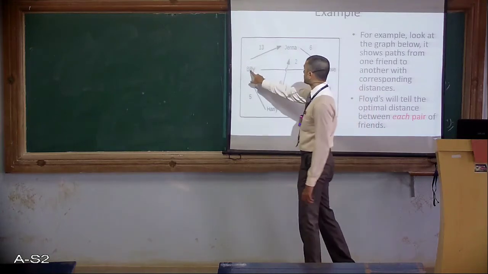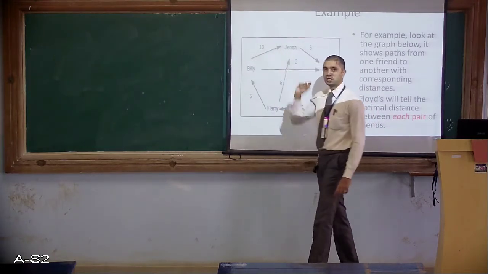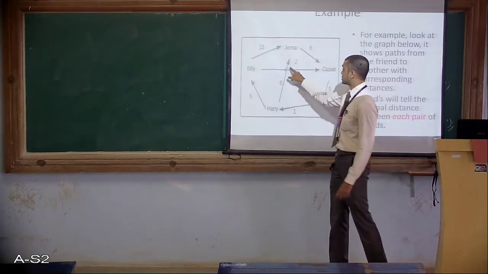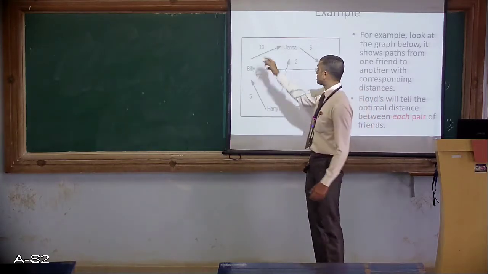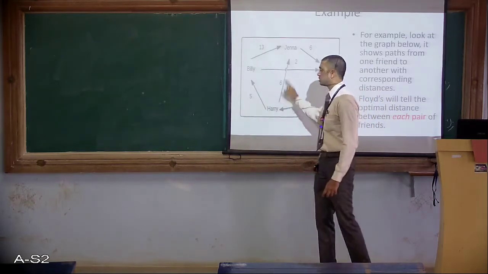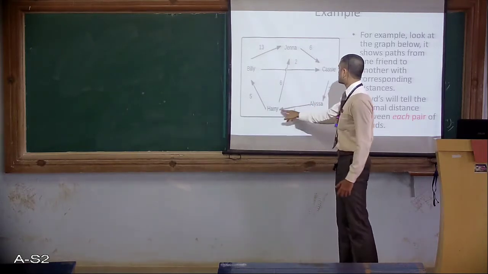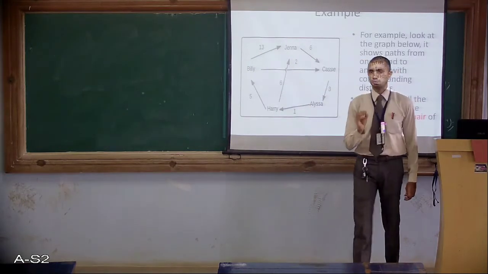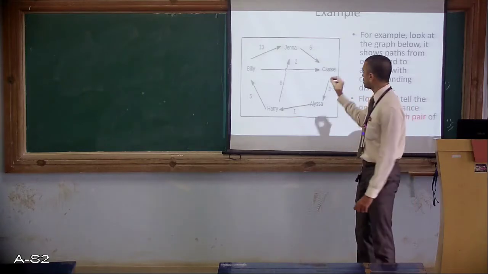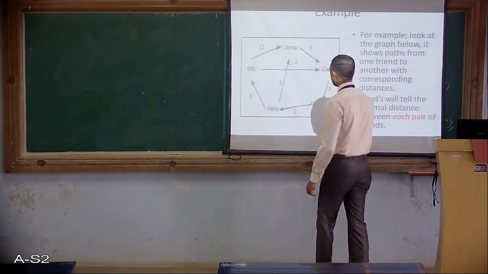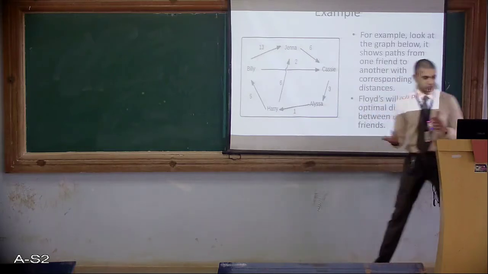So the direct path from Billy to Jenna cost us 13. But an alternative route from Billy to Jenna's house cost us 12. So this is 13 kilometers, and the alternative route is 12 kilometers. So this is called the shortest path between each pair of vertices. This is what Floyd's algorithm will calculate and give to us. Alright. This is one example. I'll show you another one.